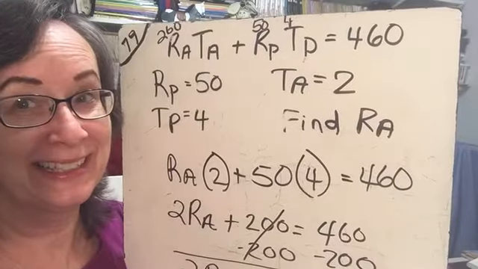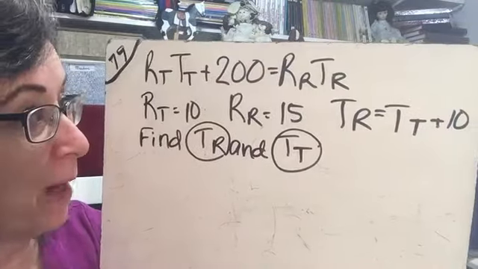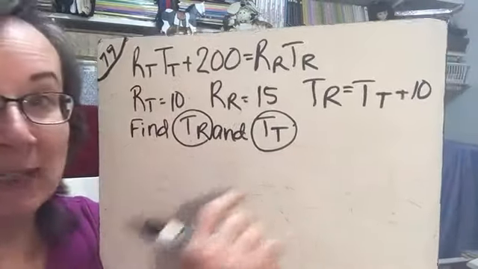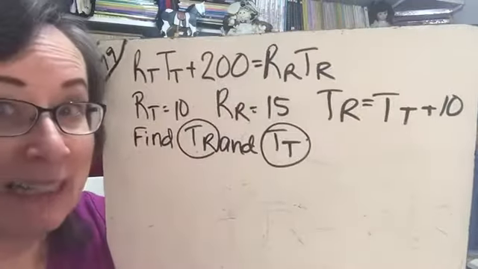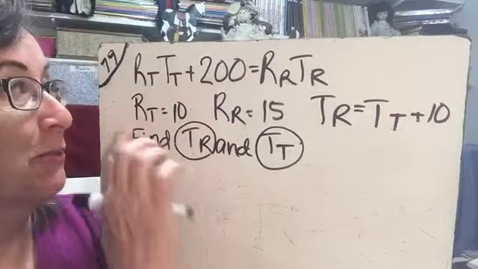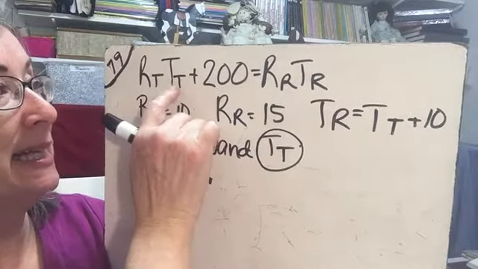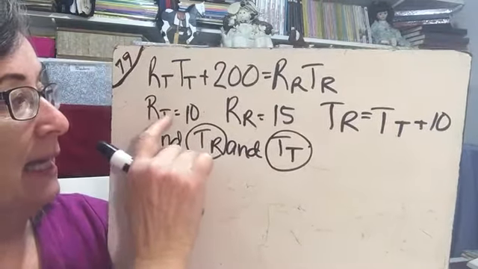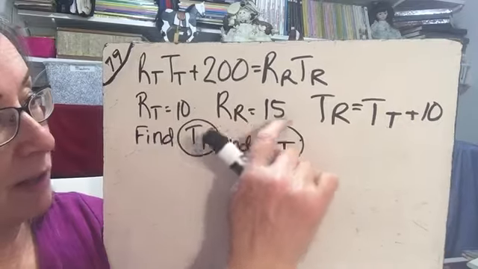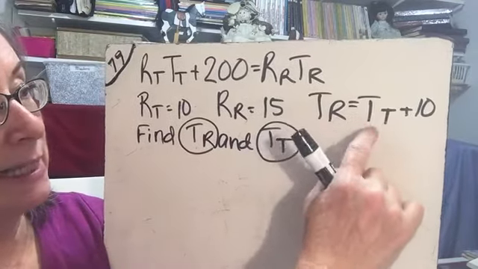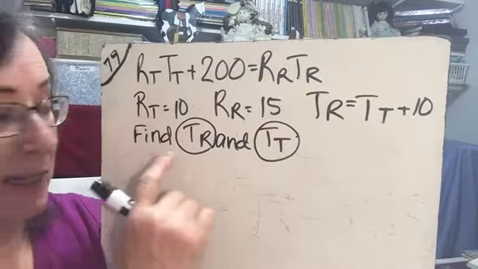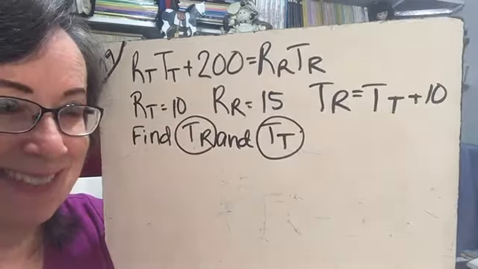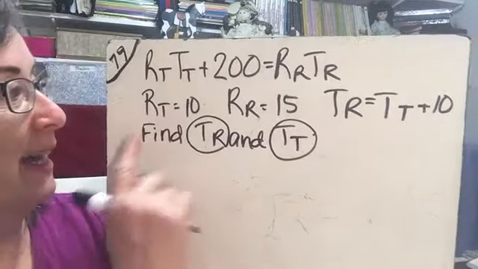One more practice. Here is our last practice problem. So copy it down and then go find T sub r and T sub t on your own. Then come back and check it. So let's read it. R sub t times T sub t plus 200 is R sub r times T sub r. R sub t equals 10. R sub r equals 15. T sub r equals T sub t plus 10. Find T sub r and T sub t. Now pause your video. Hopefully you did that. Let's go ahead and see what we have.